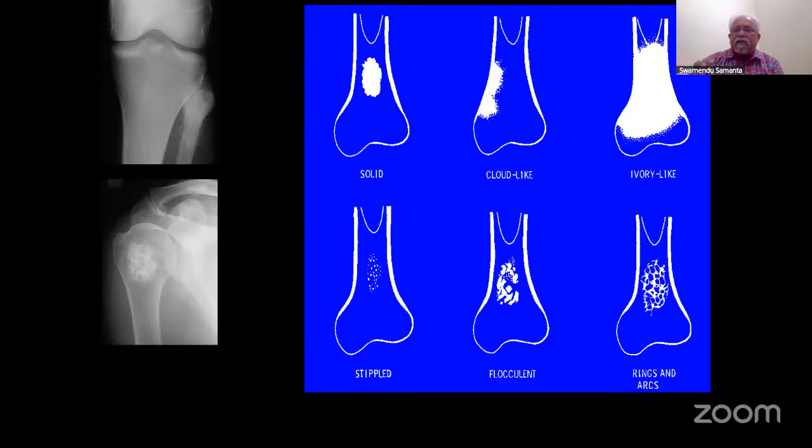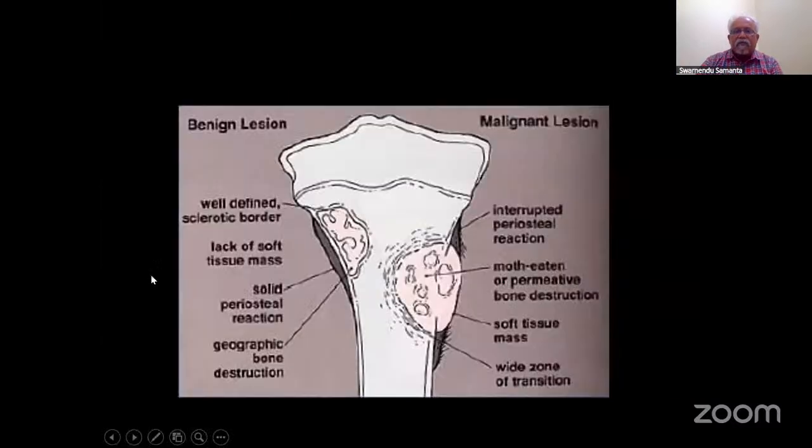Okay. So now, as I have told you how this matrix is produced, it can be a solid one, a cloudy one, an ivory one, or a stippled one, the flocculent one, or the ring and arc that is known as the popcorn one, like this sort of picture. Okay. So I have told you about the longitudinal orientation of the tumor.